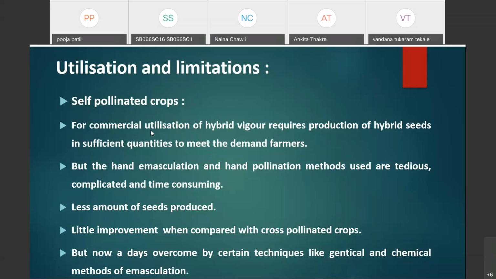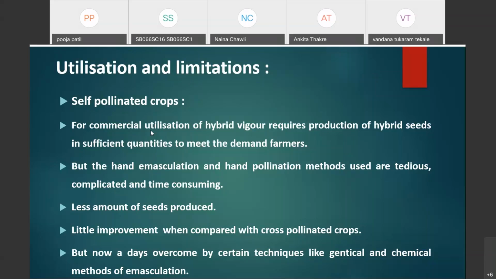Here you can see the utilization and limitation of heterosis and hybrid vigor in the self pollinated crops. For the commercial utilization of the hybrid vigor, it requires the production of hybrid seeds in sufficient quantities to meet the demand of farmers. A large number of hybrid seeds should be produced so that these seeds will be provided to the farmers for commercial cultivation.